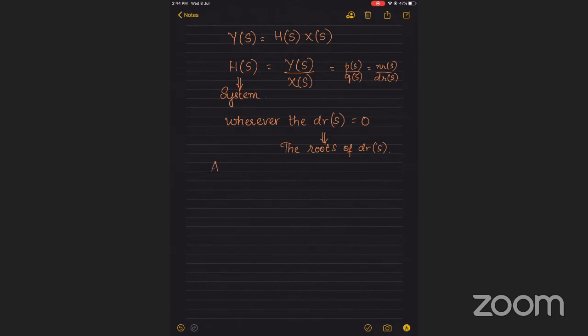So at the points where D(s), the denominator polynomial of s, is equal to 0, the system becomes unstable. The stability and instability may not be of concern to people with a mathematical background who are not looking into engineering applications, but it is essential that we know it.